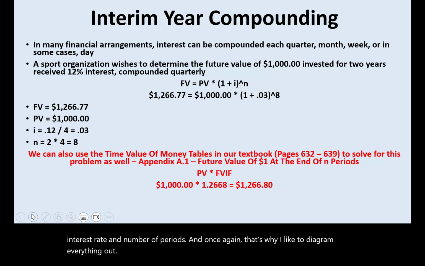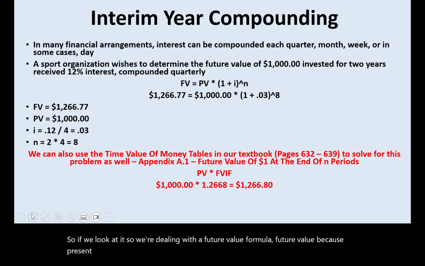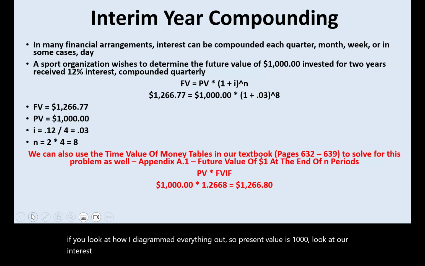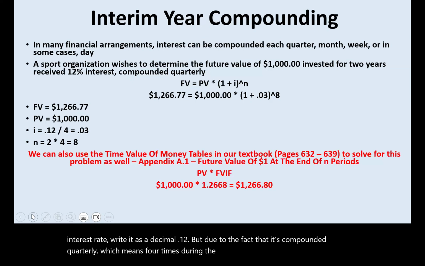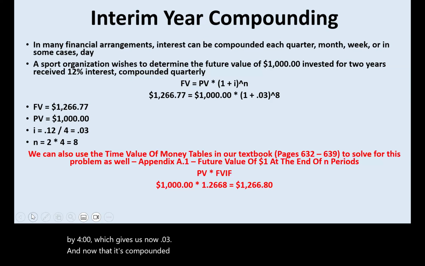So we're dealing with a future value formula. Future value equals present value multiplied by 1 plus the interest rate raised to the number of periods. If you look at how I diagrammed everything out, present value is 1,000. Our interest rate, written as a decimal, is 0.12. But due to the fact that it's compounded quarterly, which means 4 times during the year, I'm going to divide the interest rate by 4, which gives us 0.03. And now that it's compounded quarterly each year, we're going to take 2 times 4, which gives us 8 periods. So that's where we're going to make the adjustment.